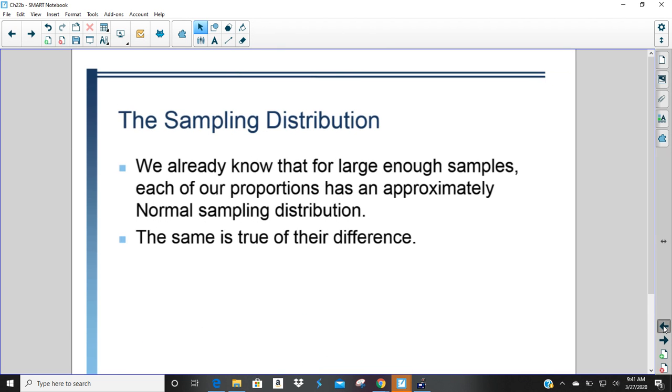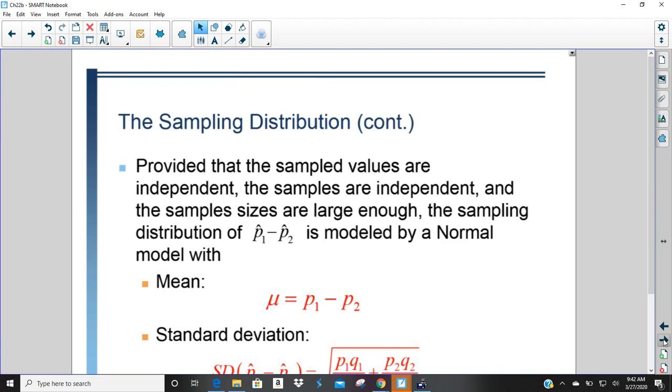So now we're going to be talking about the sampling distribution. We already know that for a large enough sample, which is what we have here, each of our proportions has an approximately normal sampling distribution. The same is true of the differences. So if we have a large enough sample, which we check with NP and NQ, it's approximately normal, so we will be able to use the normal model.